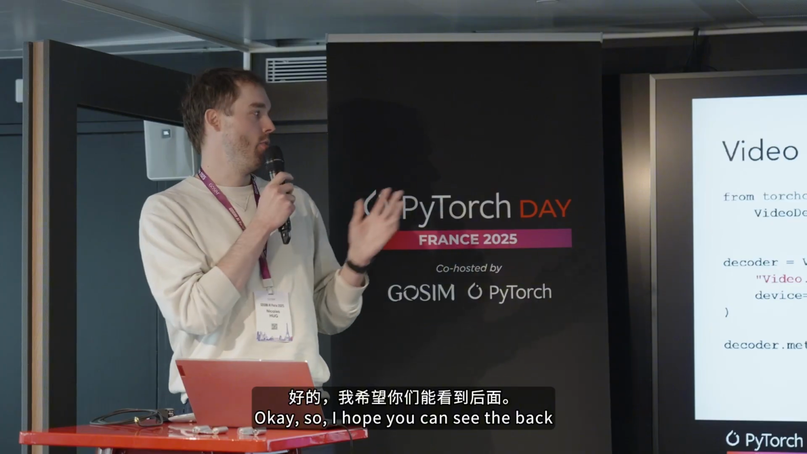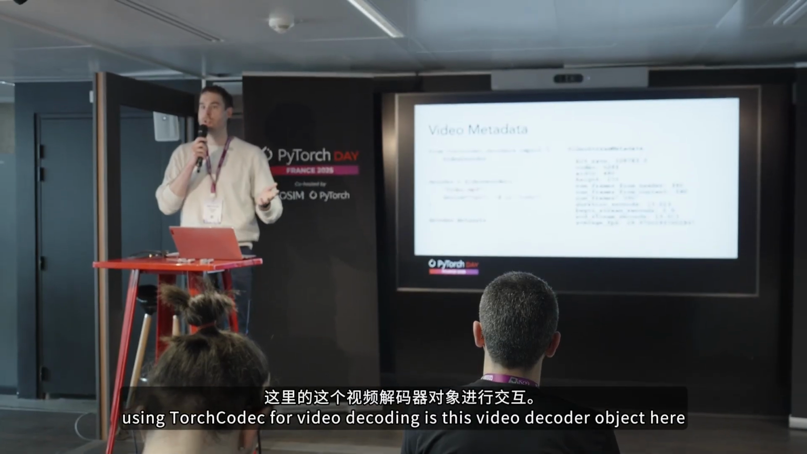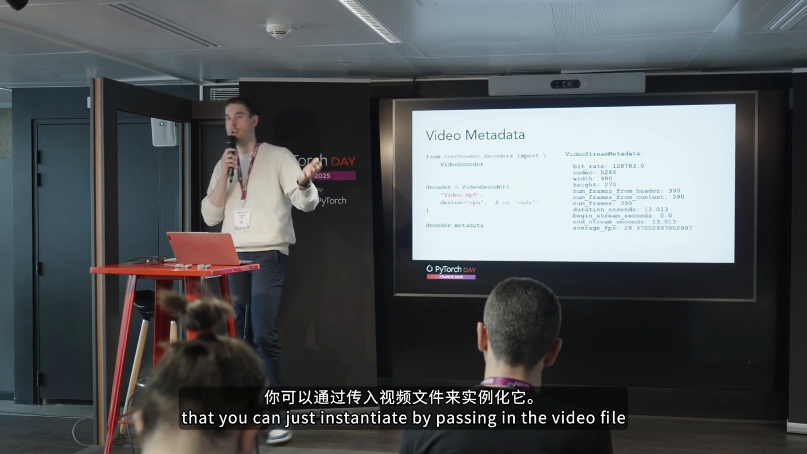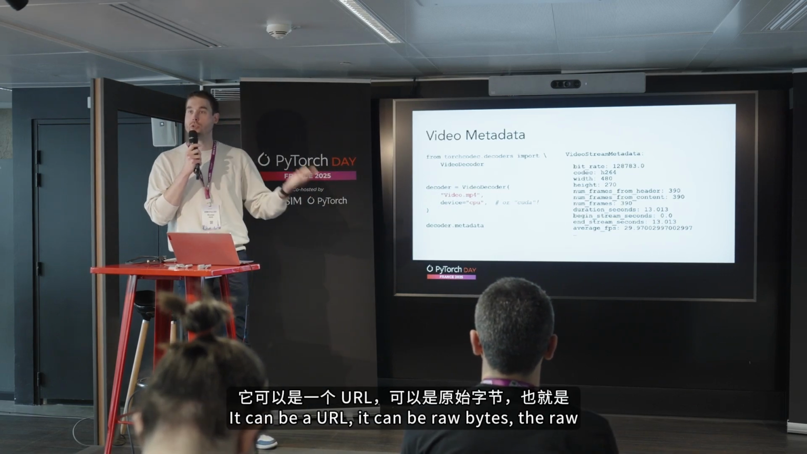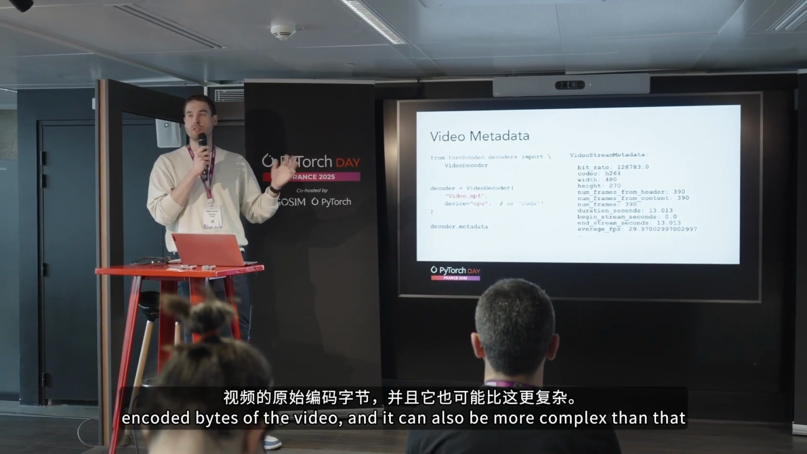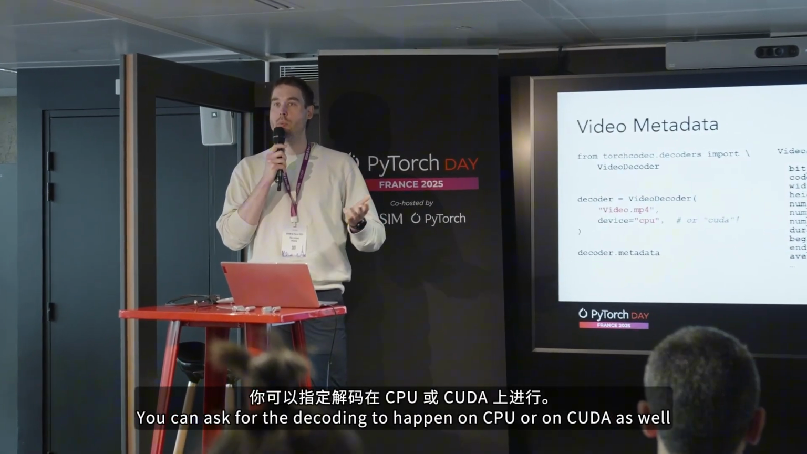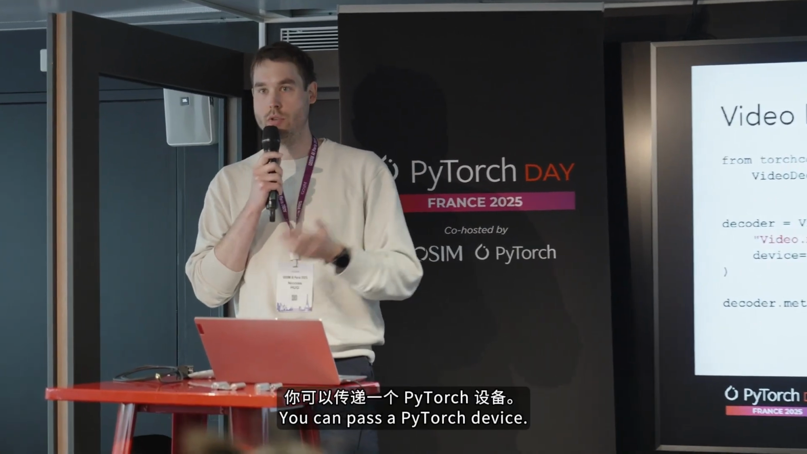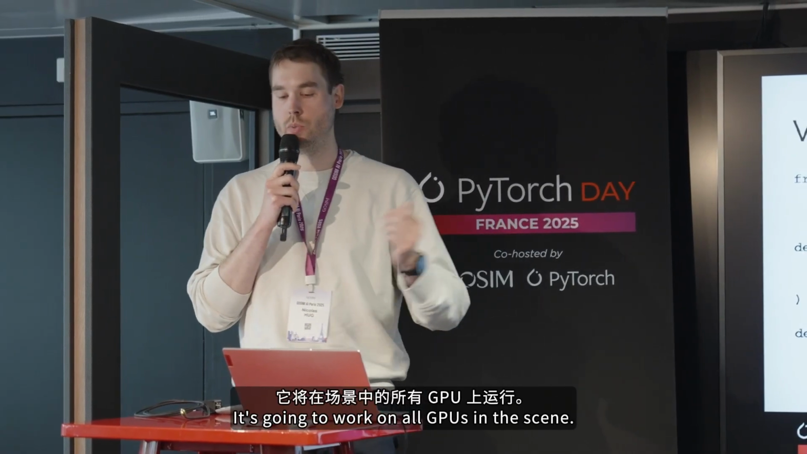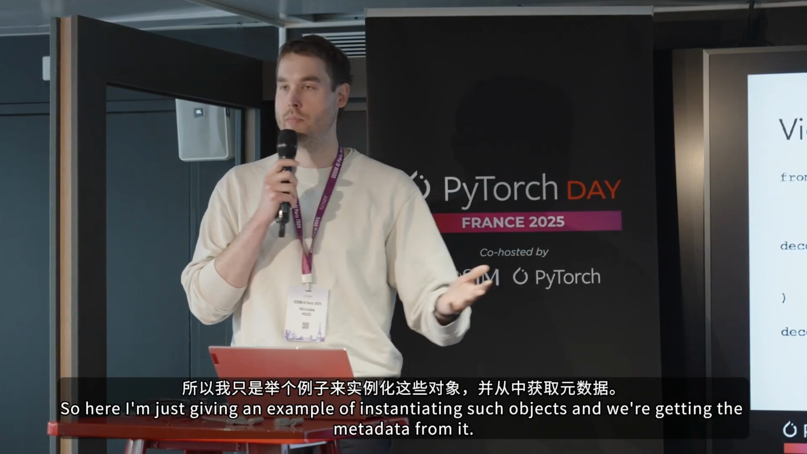Okay, so I hope you can see the back. The main thing you will be interacting with when you're using TorchCodec for video decoding is this video decoder object here that you can just instantiate by passing it a video file. It can be a URL. It can be raw bytes, the raw encoded bytes of the video, and it can also be more complex than that, which we'll get into. You can ask for the decoding to happen on CPU or on CUDA as well. You can pass a Torch device like CUDA or 0, that kind of stuff. It's going to work on GPUs. So here I'm just giving an example of instantiating such objects, and we're getting the metadata from it.